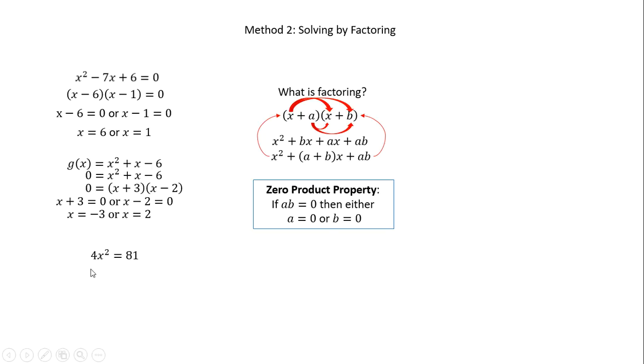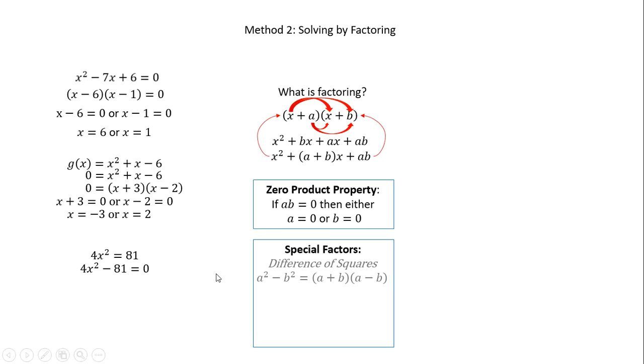If we look at something like 4x squared equals 81, first thing we need to do, make it equal to 0. Up here, we just had to change the g of x to equal 0. Here, we need to actually solve it. So subtract 81. 4x squared minus 81 equals 0. This looks a lot different than up here. This is one of our special factors. We have several special factors.